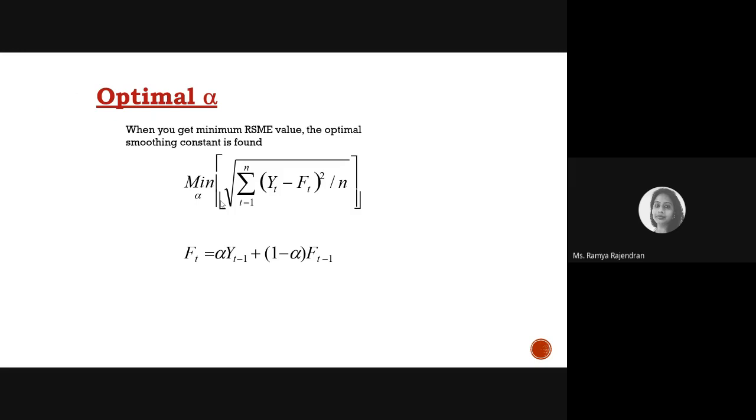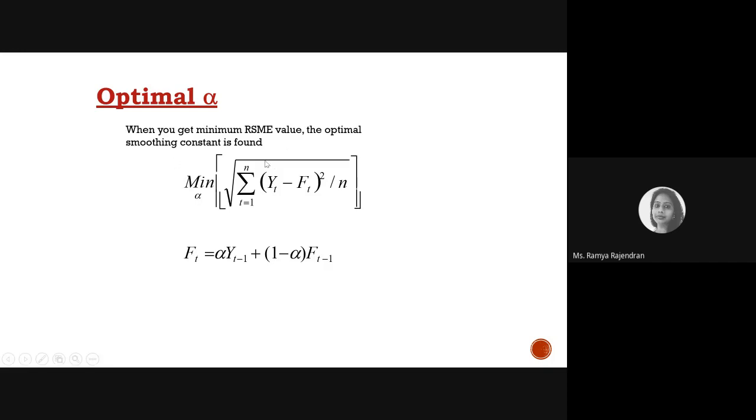To get the right value of this constant, or an optimal smoothing constant, you have to get a minimum RMSE value. Usually it is very difficult to calculate that manually, so you will be using various tools like R, Python, and SPSS to get this optimal alpha value. You will be calculating RMSE values for various alpha scores, and when you get a minimum RMSE value, you can just assign that here and take that as the optimal smoothing constant.